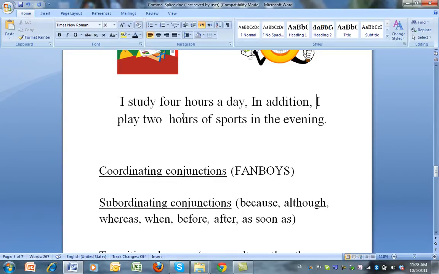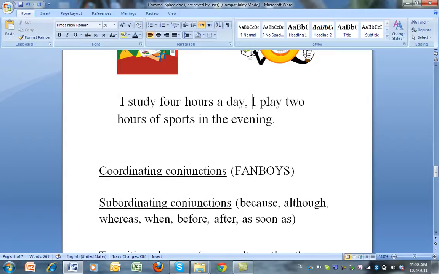Okay, I study for 4 hours a day. In addition, I play 2 hours of sports in the evening. Now, is this correct? Answer? No. I'm going to make the correction now. It's good. I study 4 hours a day. In addition, I play 2 hours of sports in the evening. That works. That shows the relationship between the ideas.